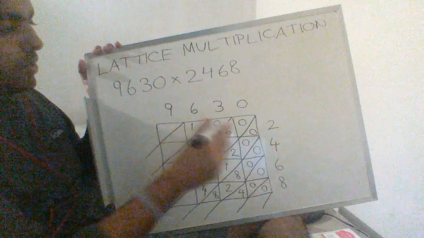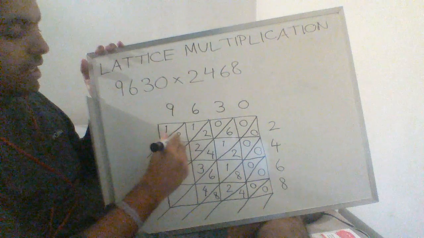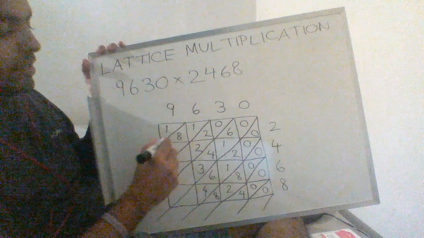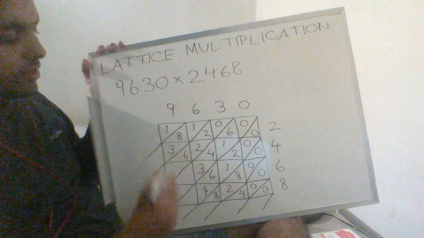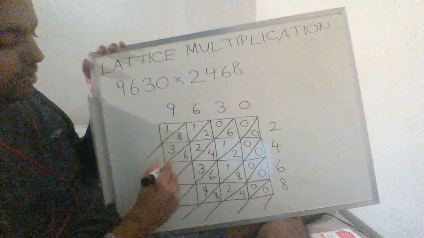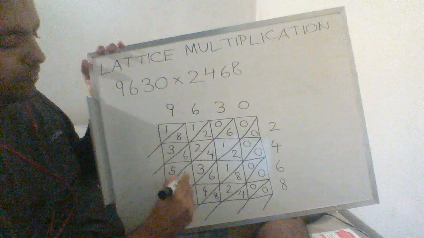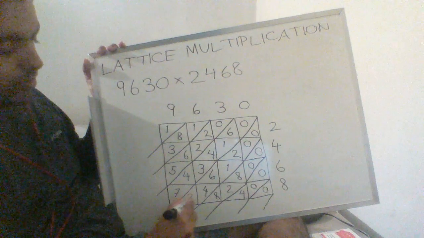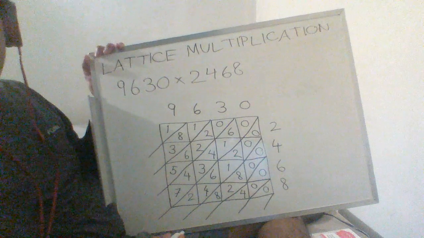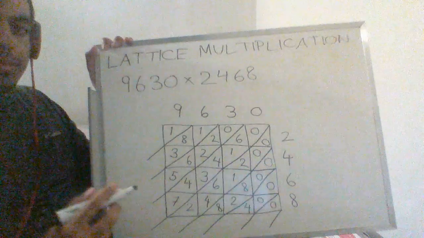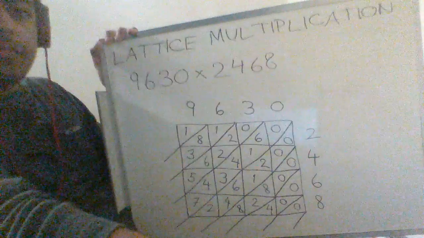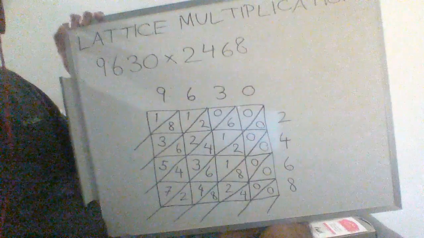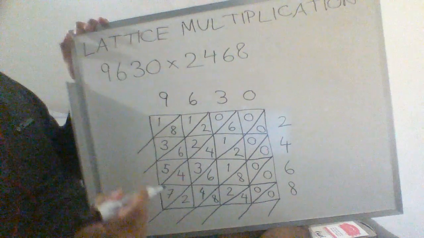So then the last one we got is 9 times 2 is 18. 9 times 4 is 36. 9 times 6 is 54. And 9 times 8 is 72. So we write them like so. Alright, so hopefully that's making sense. So now all that's left is just to add these.